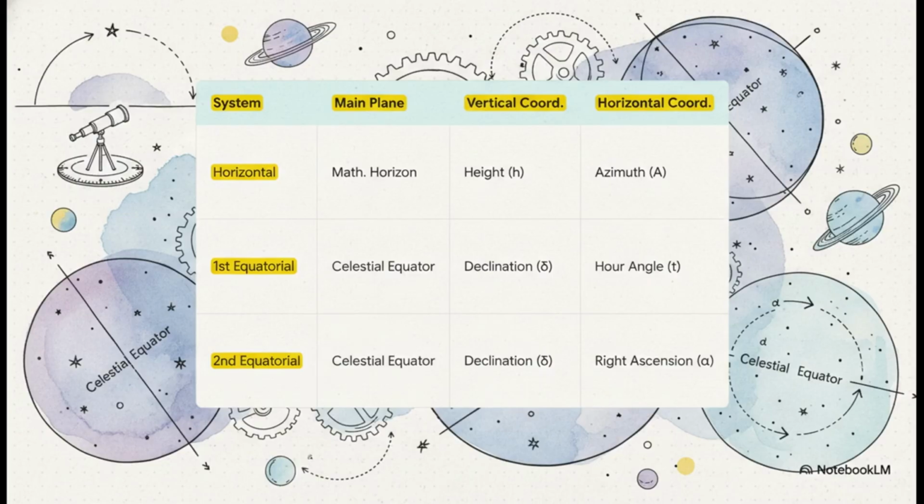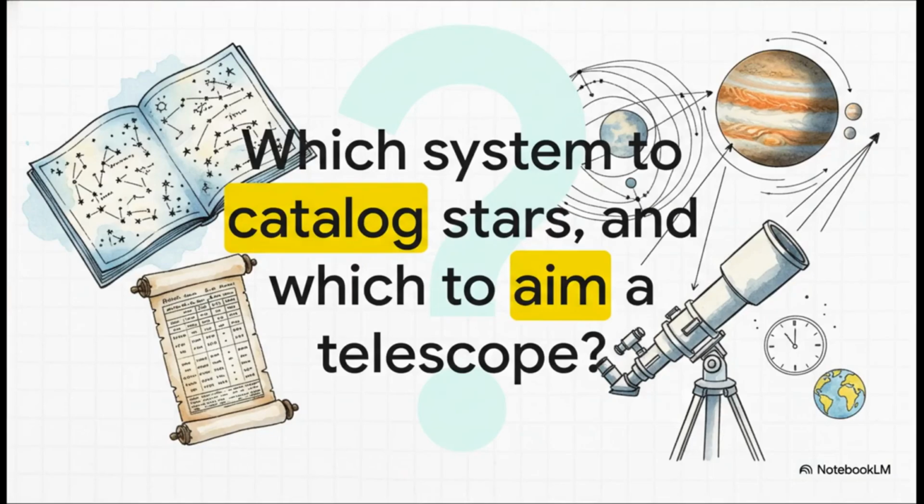And that leads us to our final thought. With this knowledge, you can now answer a critical question of practical astronomy. If you were going to create a permanent catalog of stars for astronomers all over the world, which system would be your foundation? And tonight, if you were going to point your telescope at Jupiter, which system's coordinates would you need to calculate for your specific time and location? Think about that distinction, the difference between a static map and a dynamic pointer.